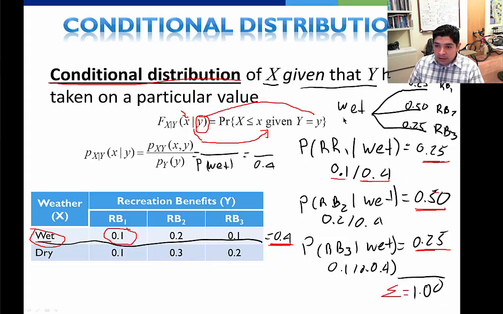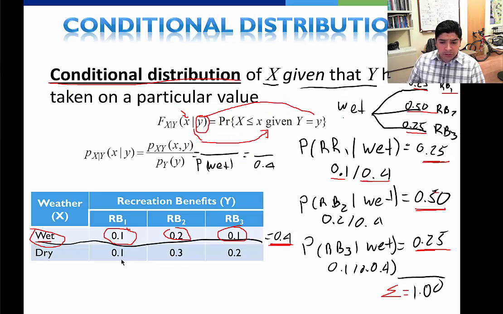So given that we have wet conditions, there is a 25% probability that we're going to have recreational benefit number 1, a 50% probability that we're going to have recreational benefit 2, and a 25% probability that it's going to be recreational benefit number 3. So now, as you can see, this starts making sense in terms of seeing all these probabilities.